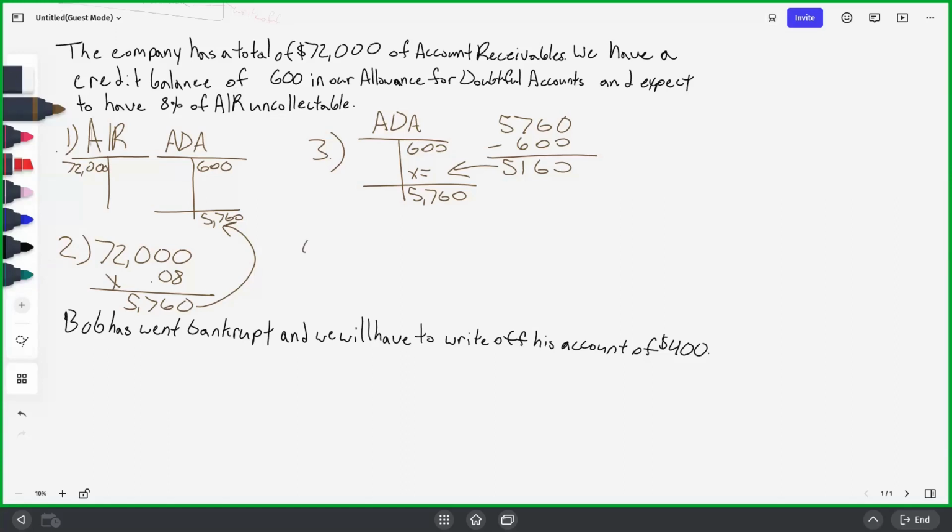So step 4 is making that journal entry. You would take bad debt expense and you would debit that for 5,160. And then you would credit ADA for 5,160. Any questions? That's it. So that's everything for problem 1.